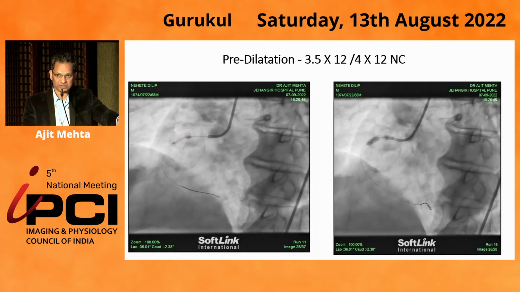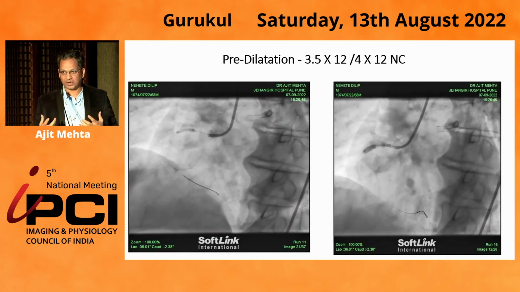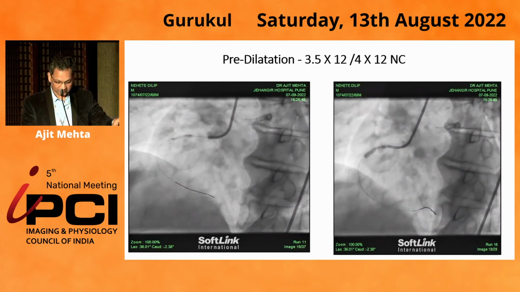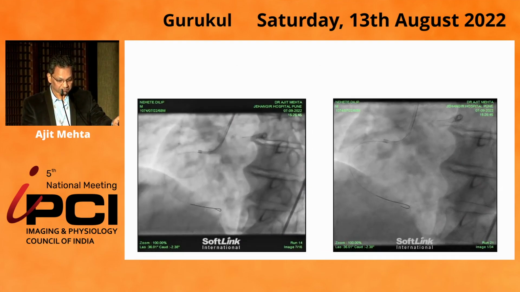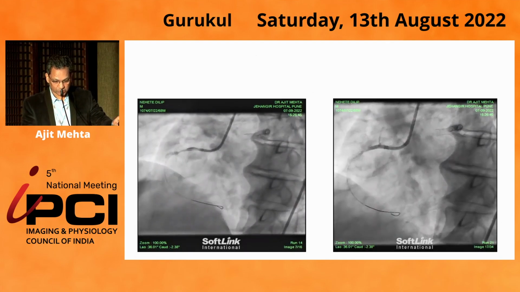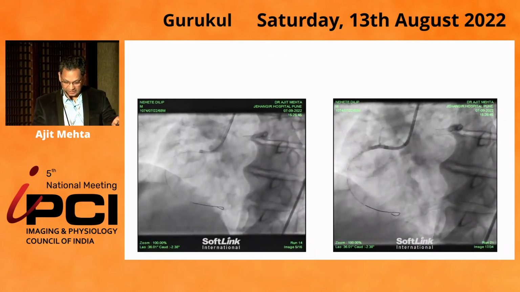The lesion did not yield. We went ahead with 4.0 by 12. Again, you can see a dog boning, a critical proximal RCA not giving way even with a 4.0 by 12 NC balloon at high pressure. So this was the angio after balloon dilatation. It had hardly done anything to the RCA.